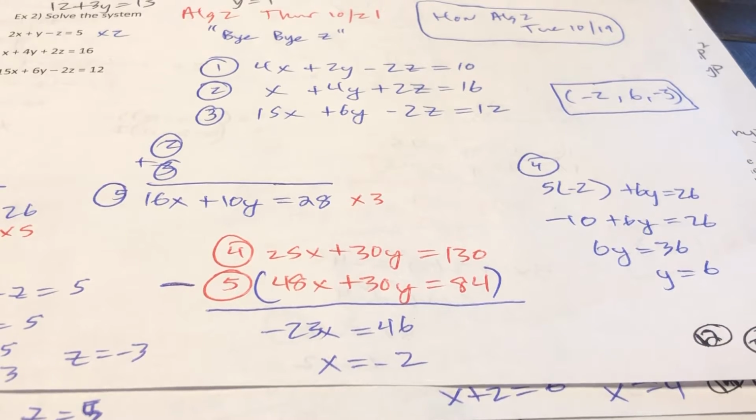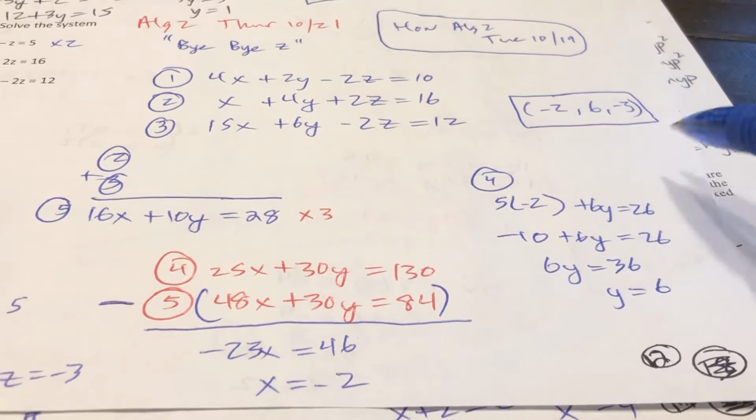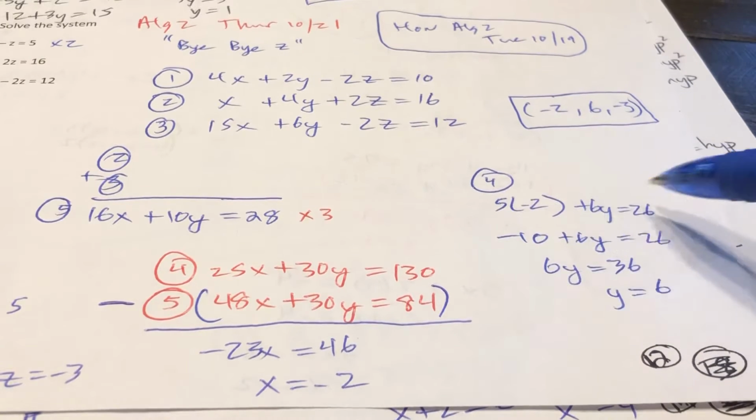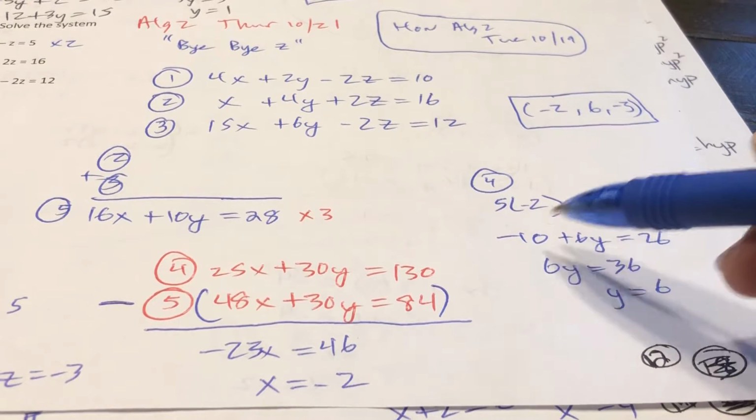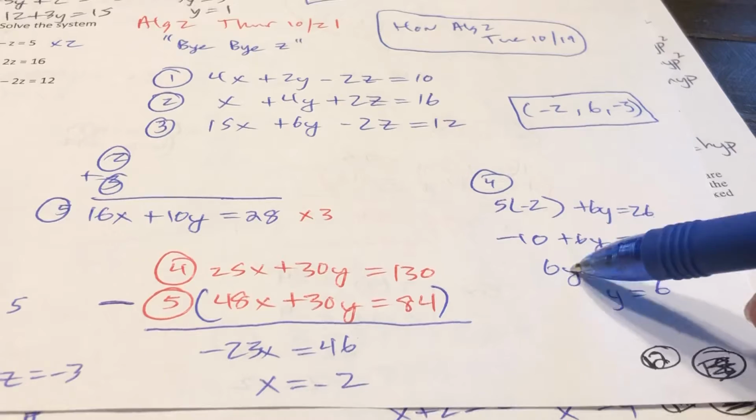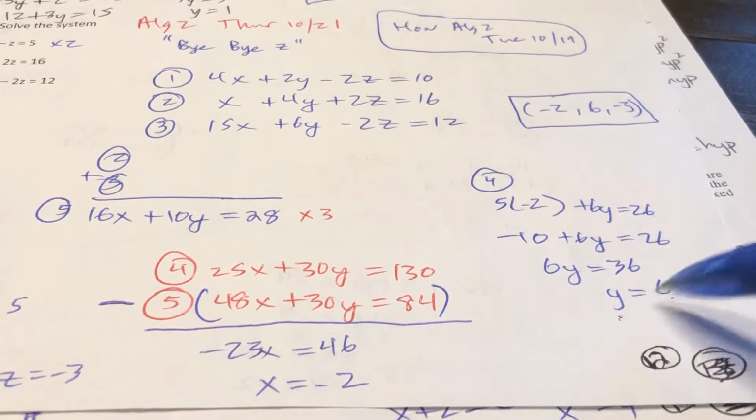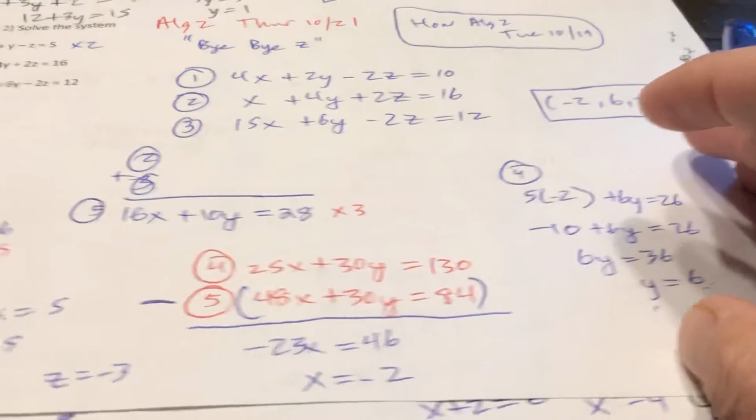So I'm going to take that -2, I'm going to plug it into the original equation 4, 5 times x plus 6y is equal to 26. Negative 10 plus 6y is 26. 6y is 36. Y is 6. Y is 6 and x is a negative 2.